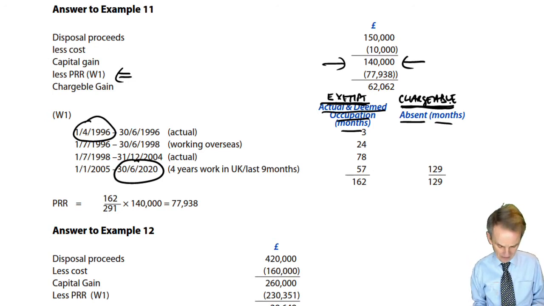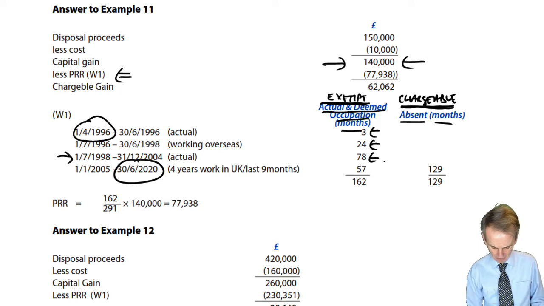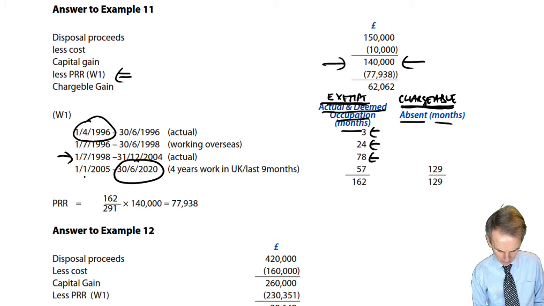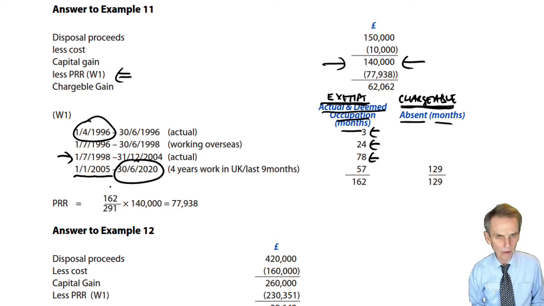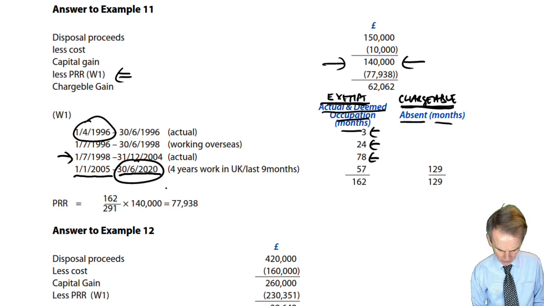So what do we have? We bought it on the 1st of April 96 and lived in it for just 3 months through to the 30th of June 96, so that's 3 months of actual occupation. We then went to work overseas for 2 years, another 24 months of deemed occupation. Again, that is exempt. We then got actual occupation again for the period from the 1st of July 98 through to 31st of December 04, which is another 78 months. And then we had that extended period for the rest of the time, from the 1st of January 05 through to the 30th of June 20.